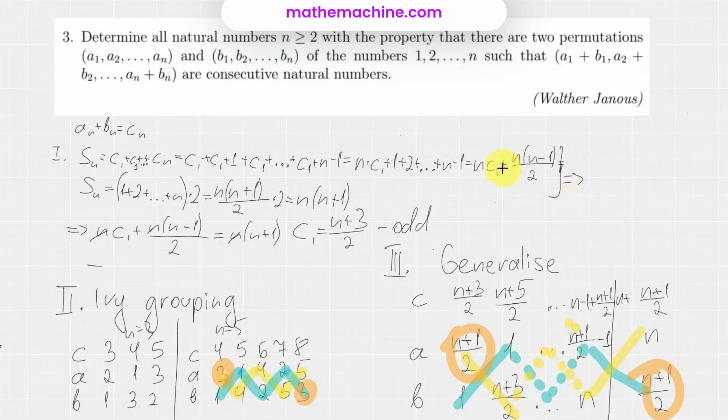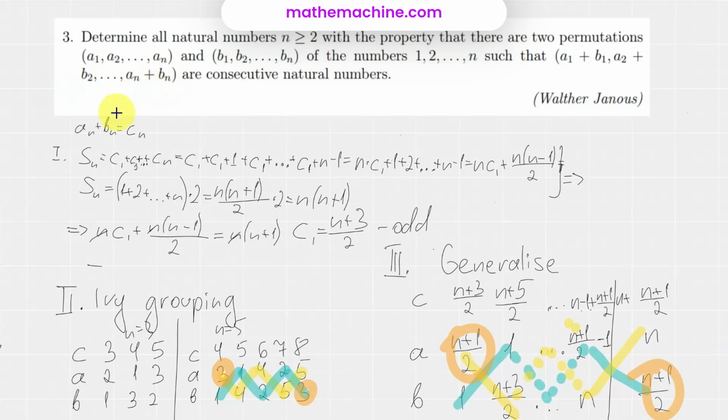Task. Determine all natural numbers n greater than or equal to 0 with the property that there are two permutations, a1 to an and b1 to bn, of the numbers 1, 2, and so on up to n, such that the sums a1 plus b1, a2 plus b2, and so on, are consecutive natural numbers. So we change the numbers here, and we change them here, and we get some consecutive numbers in this sum. So what do we see?